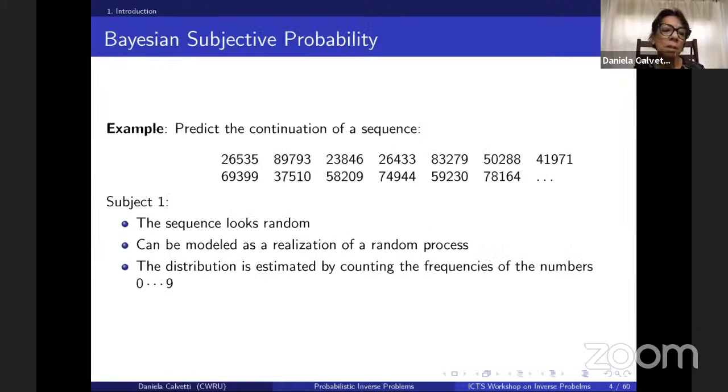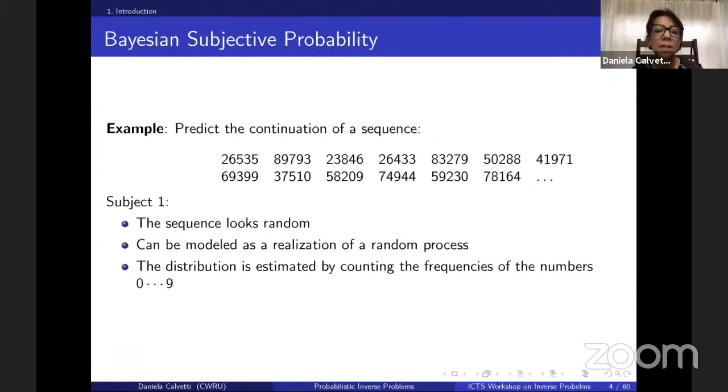So to introduce the subject with an example, let's take a sequence. I have a sequence of several groups of 5 digits, and I can put it on the board or on the screen and ask people to continue it, and it could be continuing on the left or on the right. So depending on the subject who's being questioned about how to continue the process, we could have 2 scenarios.